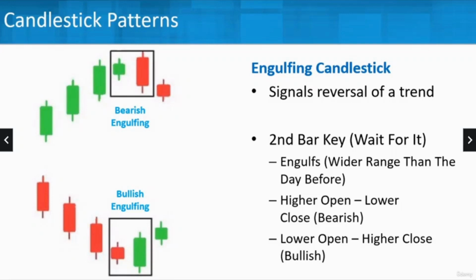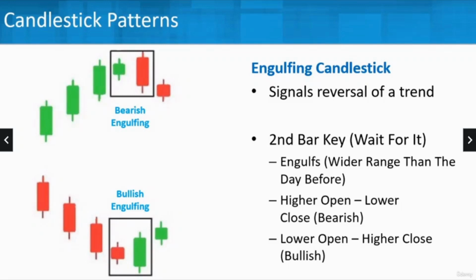And that's really what's happening: there's a wider range of the opening and closing than the day before. If you look at either of the examples, you can see that the second day in the box is bigger, or wider, or basically taller, and it's going to completely engulf. And that's the key thing. It's going to completely cover or engulf the opening and closing of the day before.